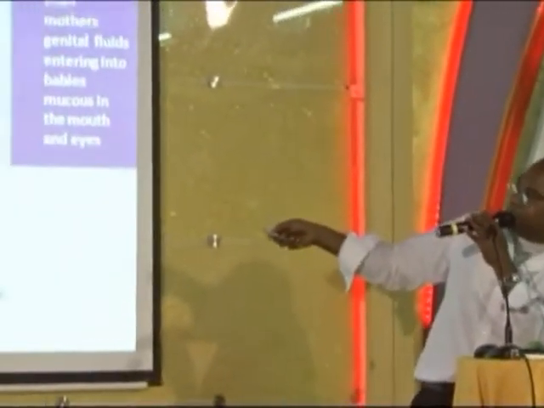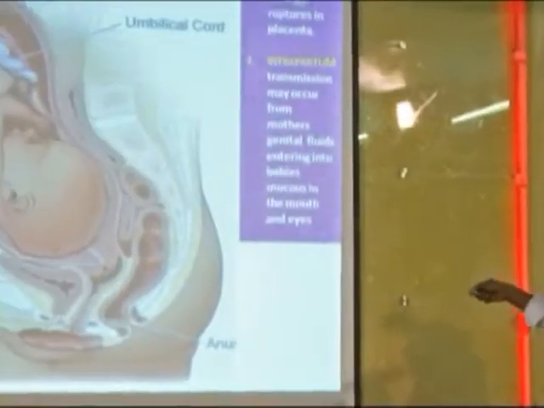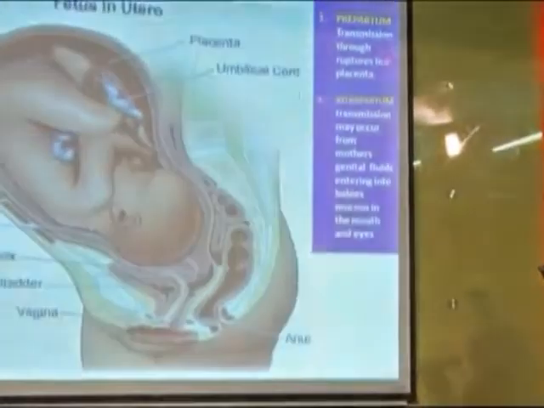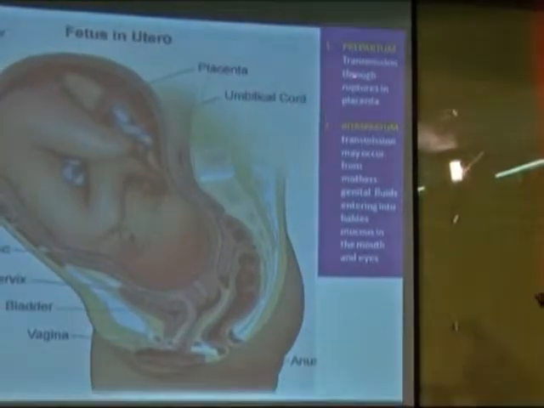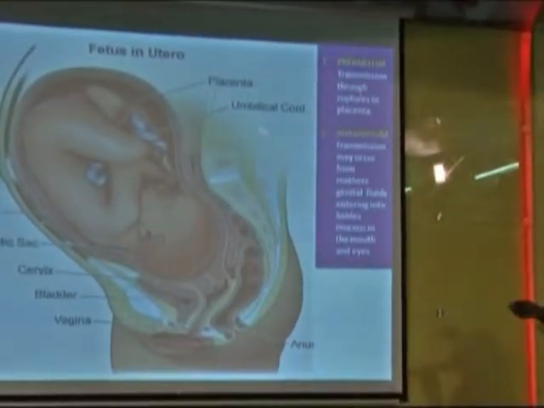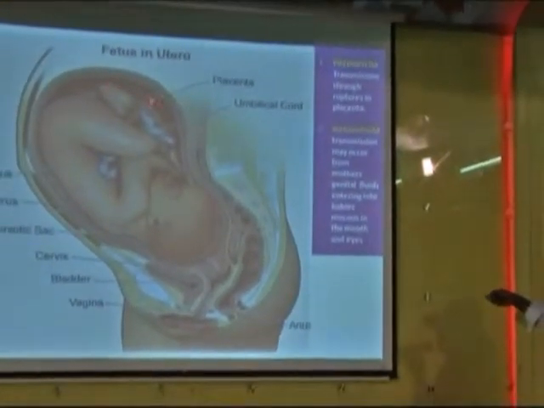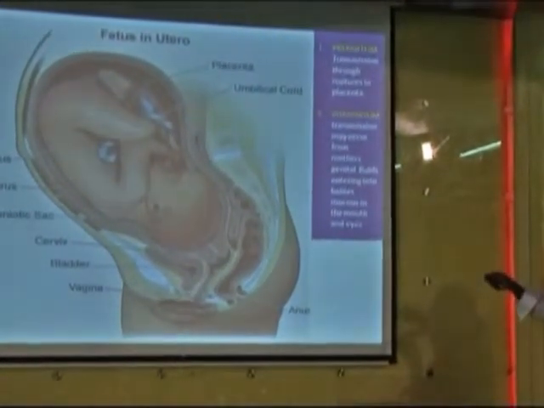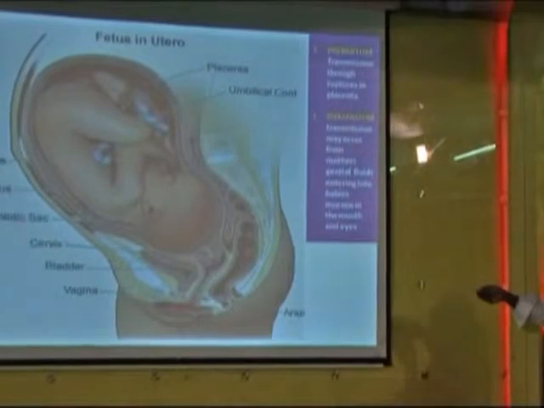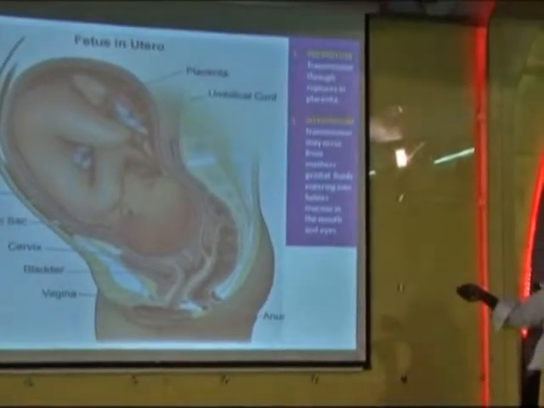Here we see the baby is secure there, and this is the placenta. So the baby doesn't come into contact with any of the mother's fluids. This is before the baby is born. Transmission can occur through ruptures in the placenta if the mother has malaria. That kind of situation can compromise the chances.